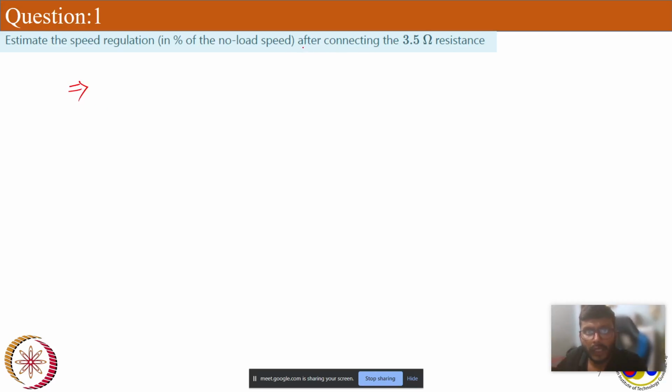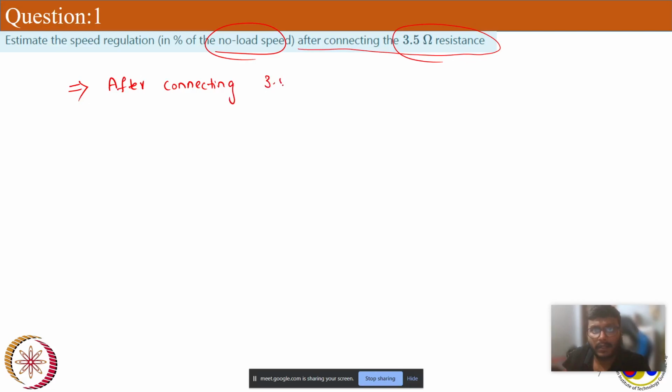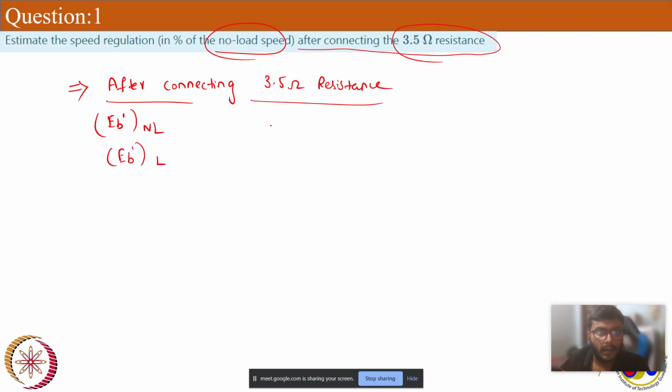We are seeing only after connecting the 3.5 ohm resistance, but the percentage should be of the no load speed. So let's write the comprehensive values here. After connecting 3.5 ohm resistance, what are my values? After connecting means all will be Eb dash only. Eb dash NL and Eb dash L, those are the EMFs for loaded and no load, and this is speed.